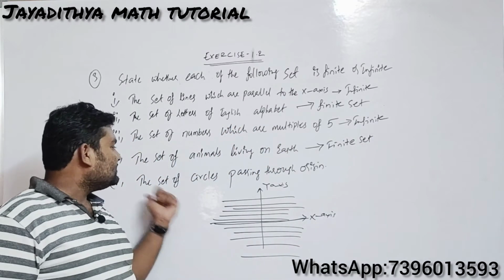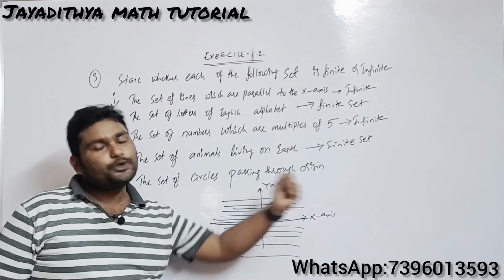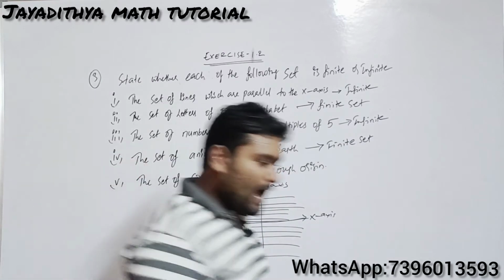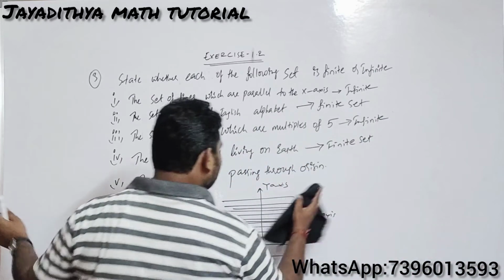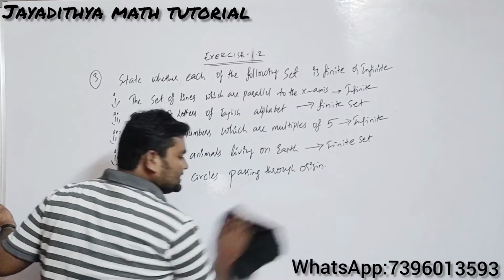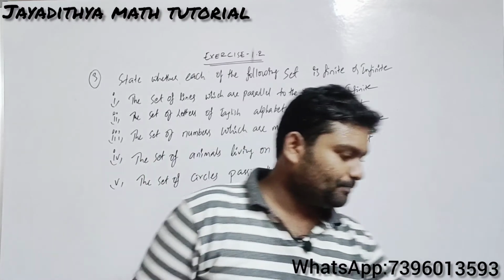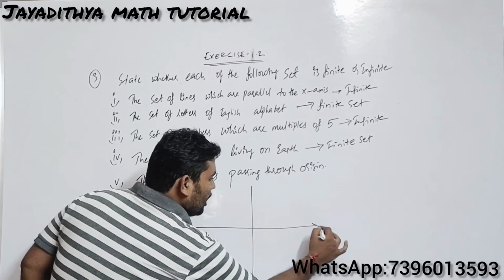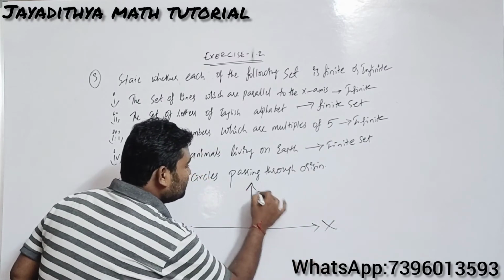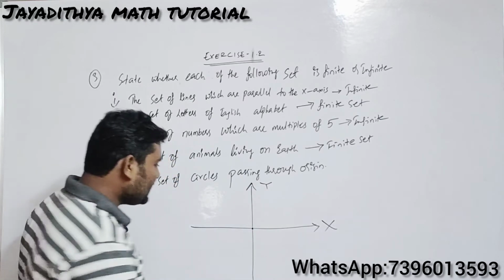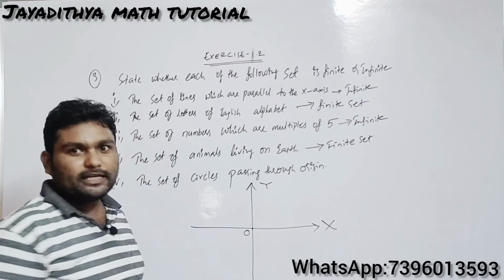And the next one, the set of circles passing through origin. Again, here also you should understand one concept. What is the origin? Origin is nothing but the intersection point of both the axes, that is x-axis and y-axis. So if you draw axes like this, this will be the x-axis and this will be the y-axis. The origin is the intersection point of x-axis and y-axis, and you can simply represent it with O.